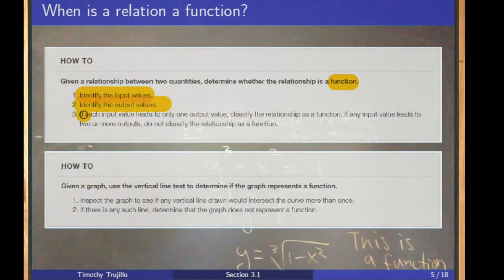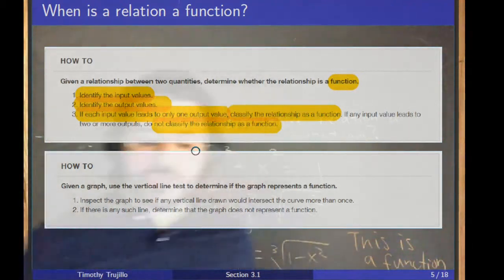And we ask ourselves the following if-then statement. If each input value leads to only one output value, we classify the relationship as a function. And otherwise, we classify it as not a function. So if you have one input going to two possible different outputs, then it's not a function.